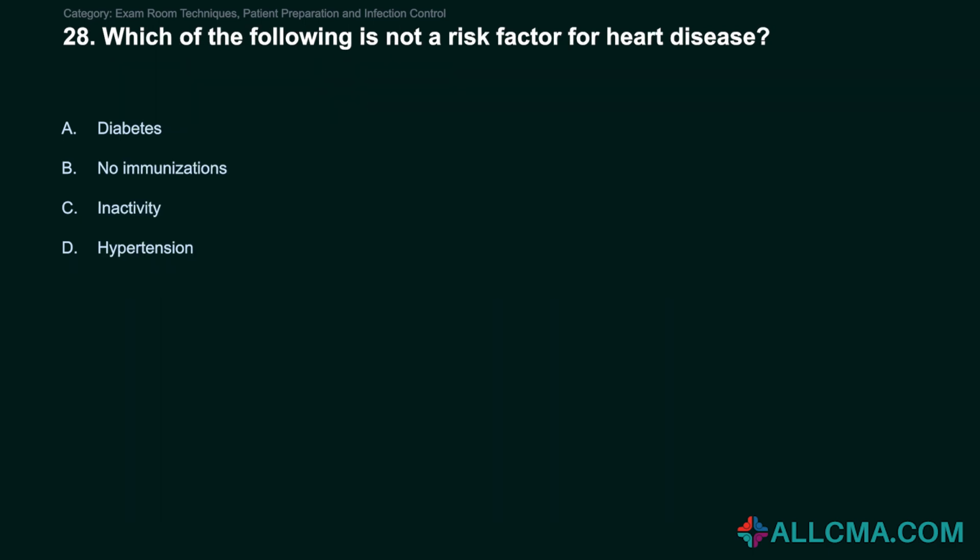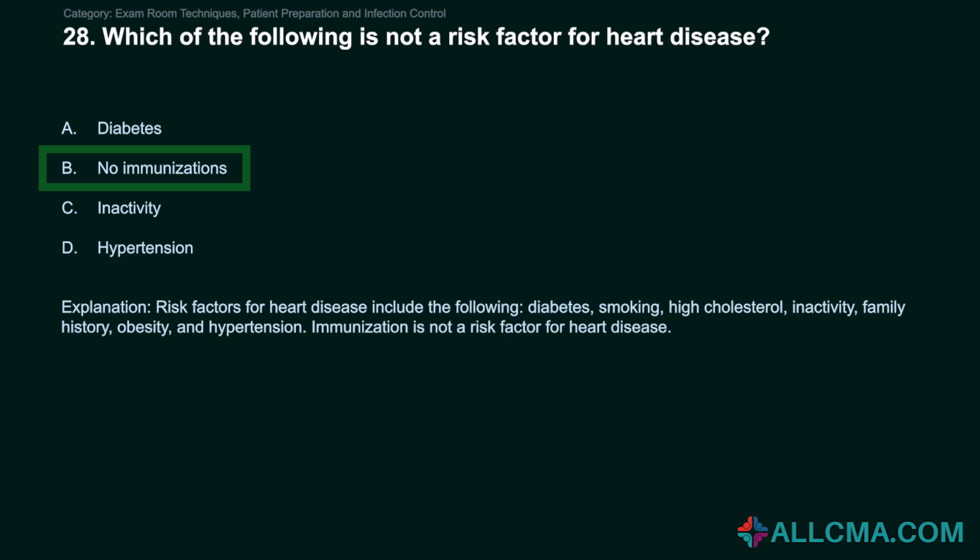28. Which of the following is not a risk factor for heart disease? A. Diabetes. B. No immunizations. C. Inactivity. D. Hypertension. Correct answer, B. No immunizations. Risk factors for heart disease include the following: diabetes, smoking, high cholesterol, inactivity, family history, obesity, and hypertension. Immunization is not a risk factor for heart disease.